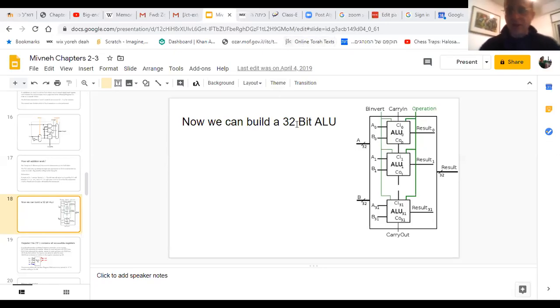Okay, so we're going to start here today. Thank you guys for your patience. We're in Mibnei HaMachshev, Computer Architecture, Chapter 2. Well, we're actually in Chapter 3 now.